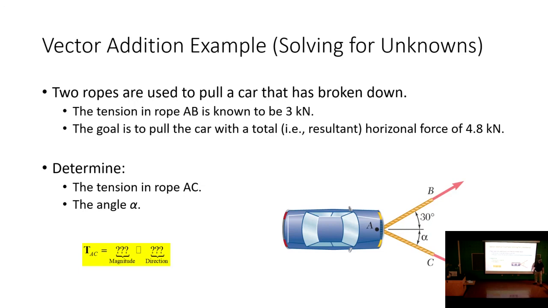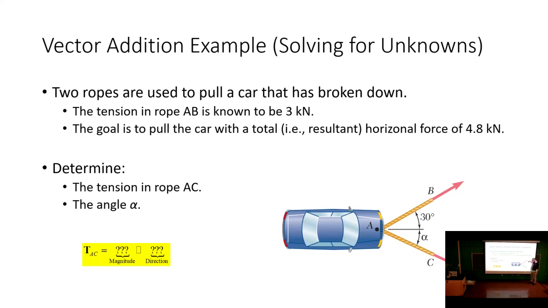What does this force and angle need to be to yield a net resultant horizontal force? Okay, does that make sense? Now, I want to make sure conceptually that this makes sense. Let's use some common sense.